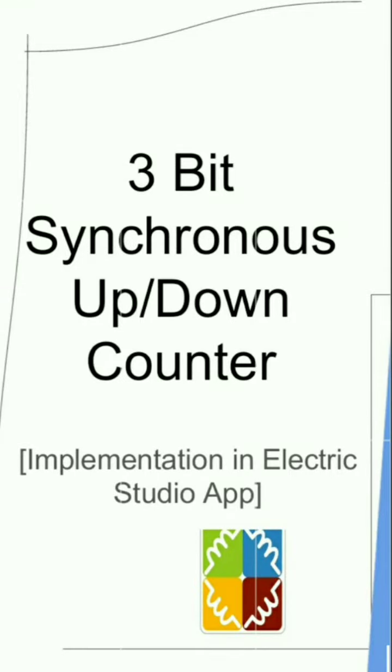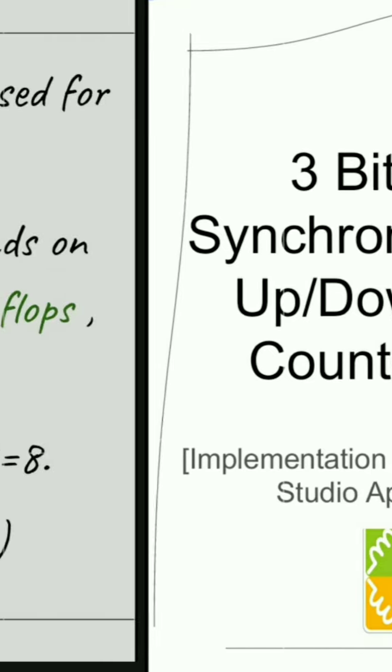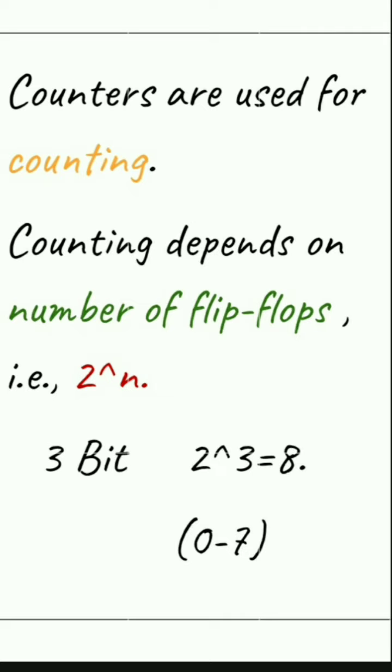Hello everyone, in this video we are going to implement a 3-bit synchronous up counter and also a down counter using the Electric Studio app. Before that, you all know the purpose of counters. Counters are used for counting, and the counting depends on the number of flip-flops, that is 2 power n. As I said, we are going to build a 3-bit counter, that is 2 power 3, which gives us 8 states, so our counting will be from 0 to 7. Now let's proceed with the implementation of it.